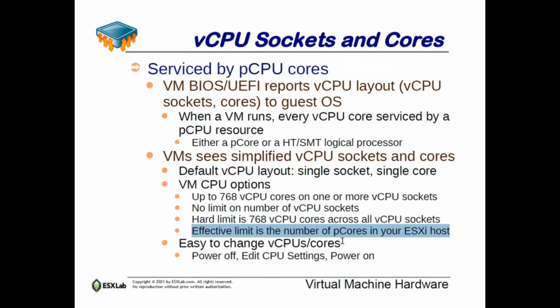Okay. Now, if you power on a VM, put it in service, and then later on decide you need to change the CPU settings, either up or down, it's really easy. You just power off the VM, edit the CPU settings, change the socket and core layout to whatever you need now, based on your actual CPU needs, and then power your VM back on. All modern operating systems will detect the changes and automatically adjust to them.